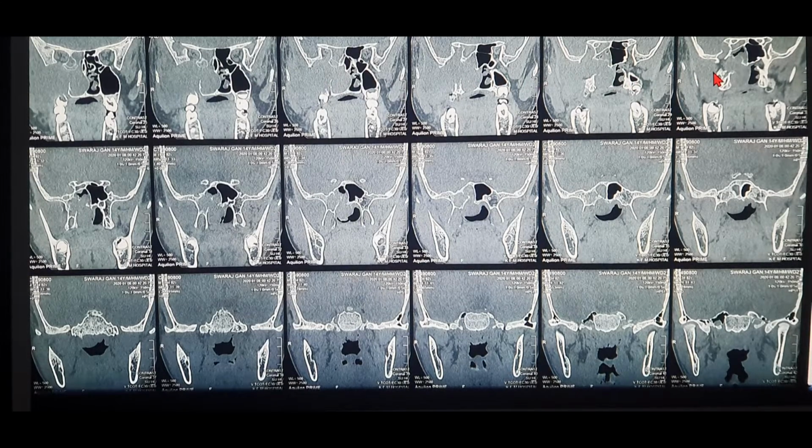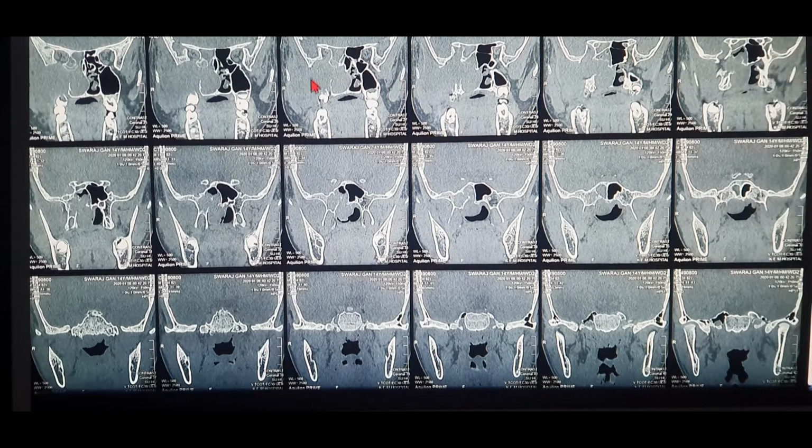You want to see whether it is invading the inferior orbital fissure and entering the orbital apex, whether it is going into the cavernous sinus, whether it is invading the skull base and entering into the intracranial cavity. So all these points you need to look out for.